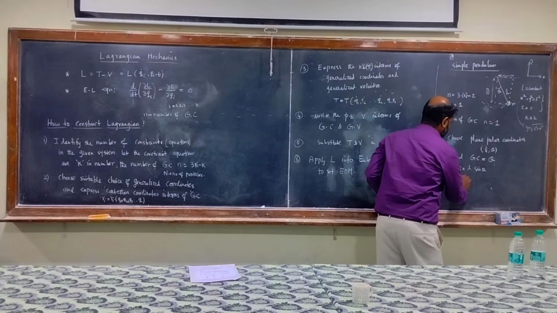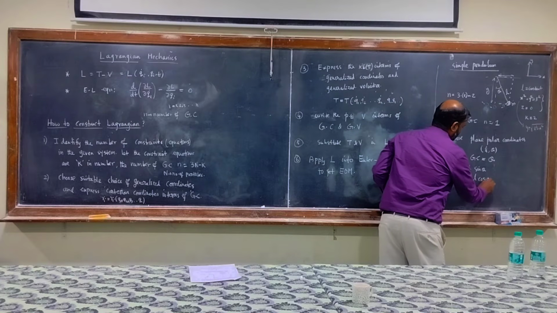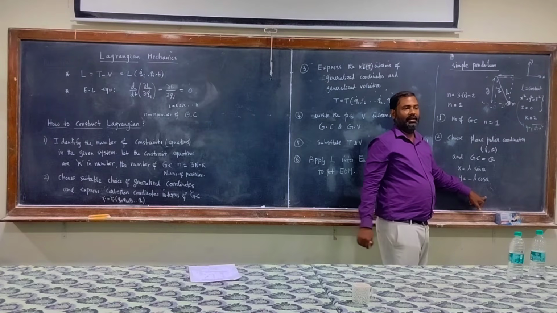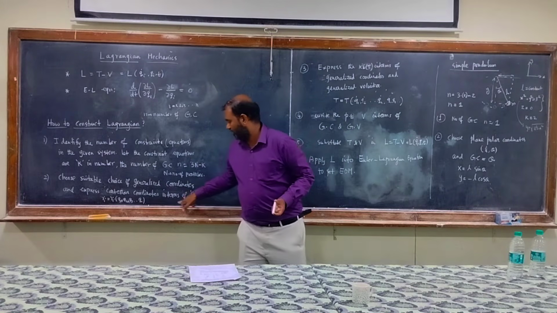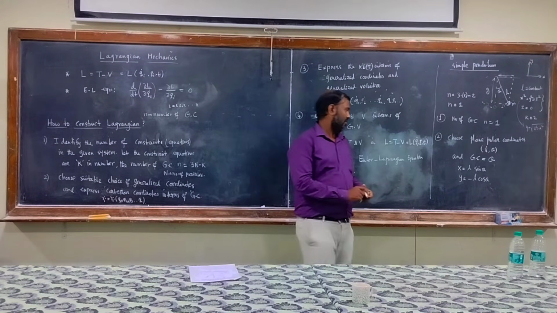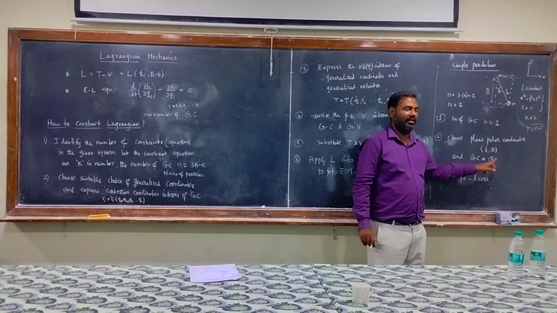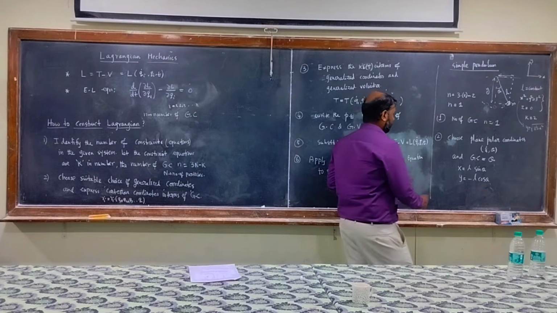Then y. It is downward, right? Negative axis. So it is minus L cos theta. So what I mean is I expressed the Cartesian coordinates in terms of the generalized coordinate. So x is a function of the generalized coordinate. What is the generalized coordinate here? Theta. y is a function of the generalized coordinate. When this is done, what is the next step?